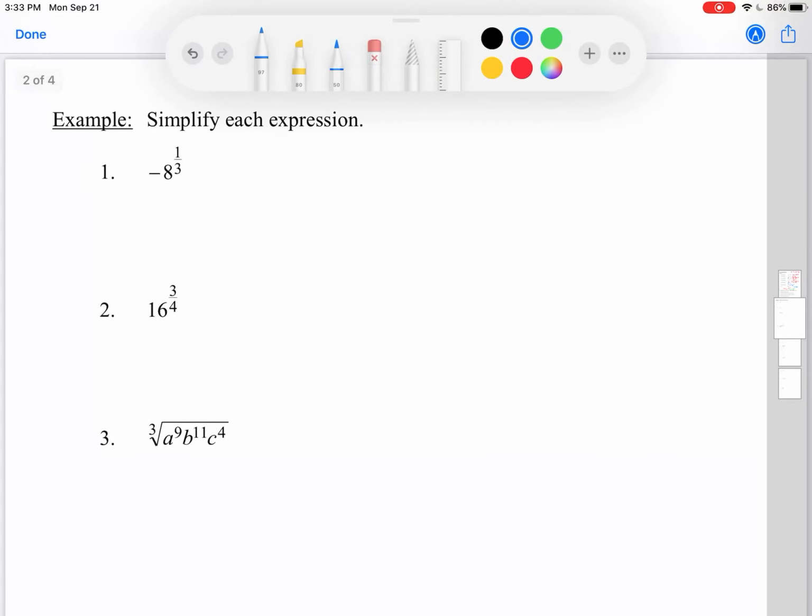Okay, so we're going to get started. The directions are the same throughout all of this. So we're just simplifying expressions using those properties up above that we just covered. So the first one, simplify each expression.